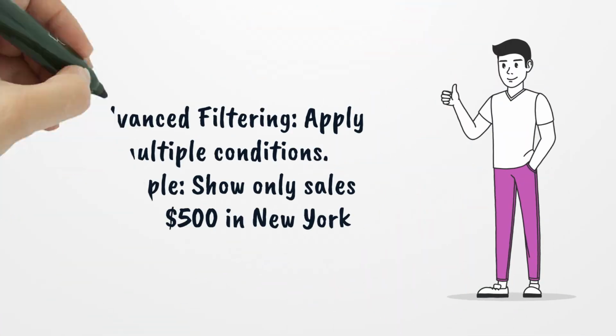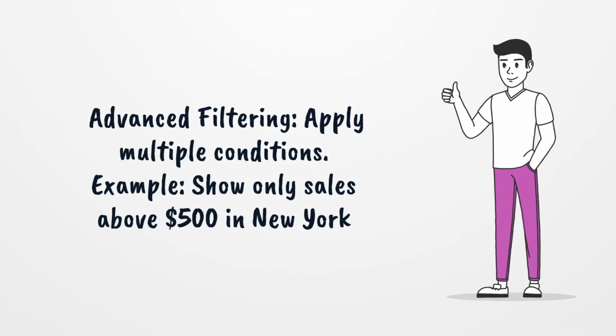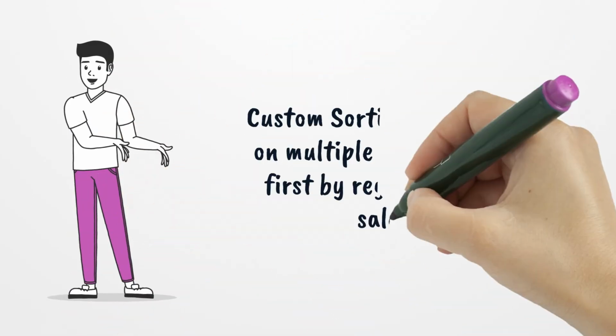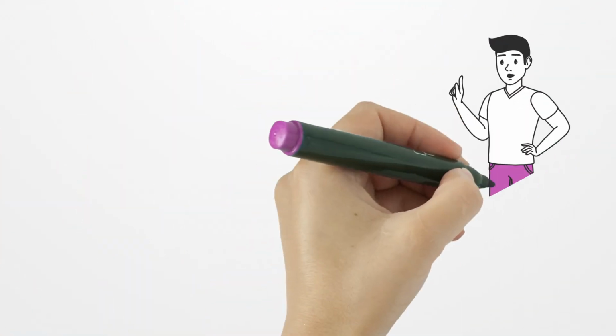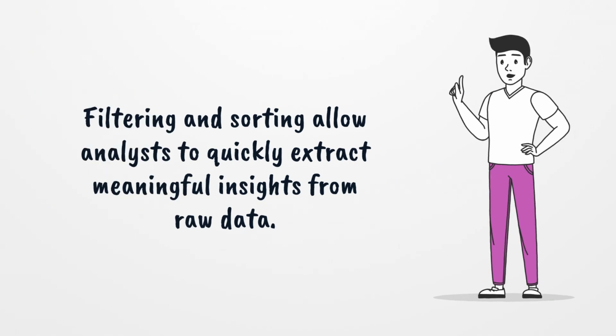Advanced filtering: apply multiple conditions. Example, show only sales above $500 in New York. Custom sorting: sort based on multiple columns, e.g., first by region, then by sales. Filtering and sorting allow analysts to quickly extract meaningful insights from raw data.